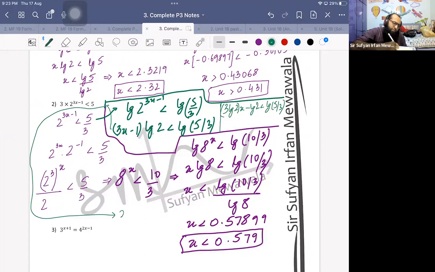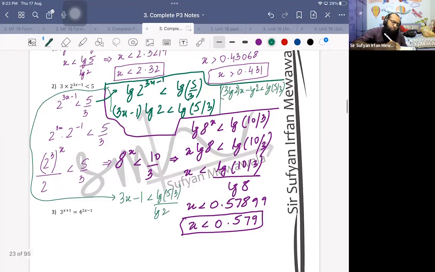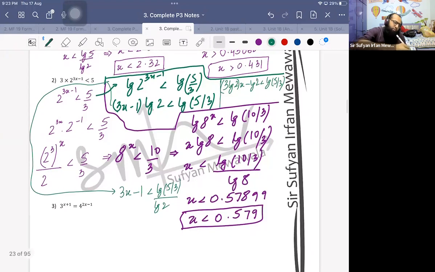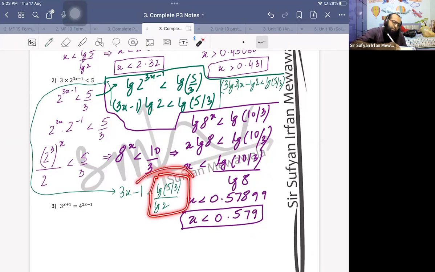Yes, we can do it like this. 3x minus 1 is less than lg(5/3) divided by lg 2. And then after this, we will calculate this. We'll send 1 to that side. Whatever answer we get, we are going to divide that answer by 3. So x is less than lg(5/3) divided by lg 2, plus 1 divided by 3. So this is also possible.